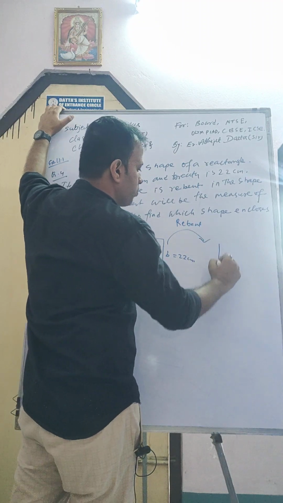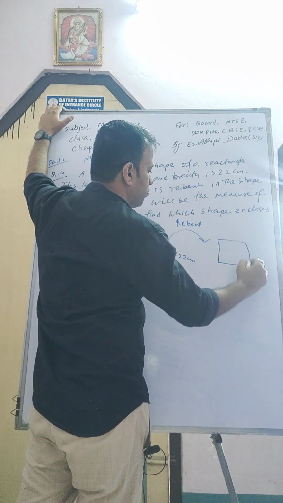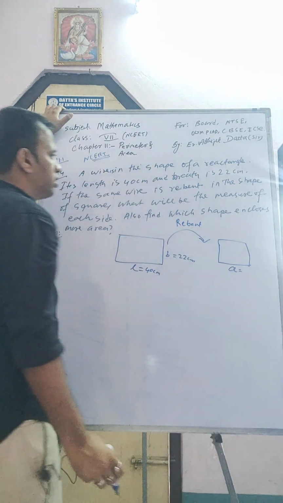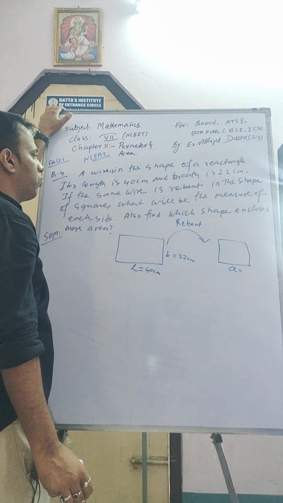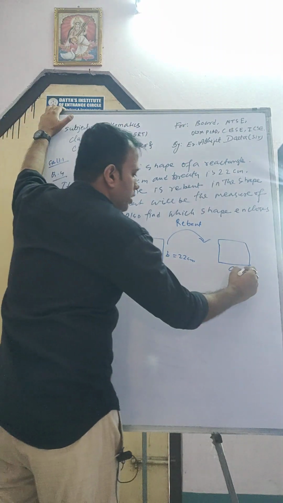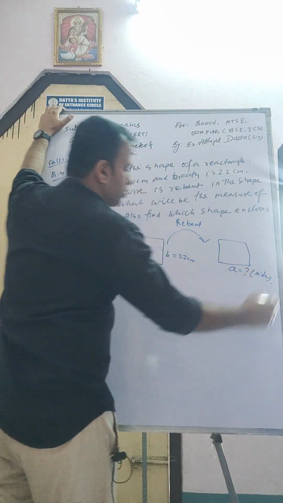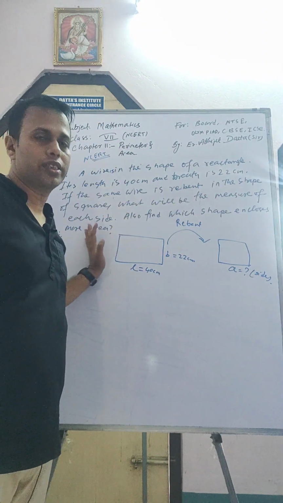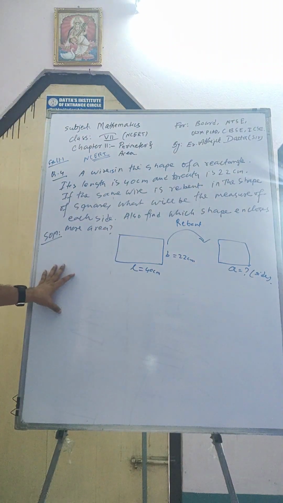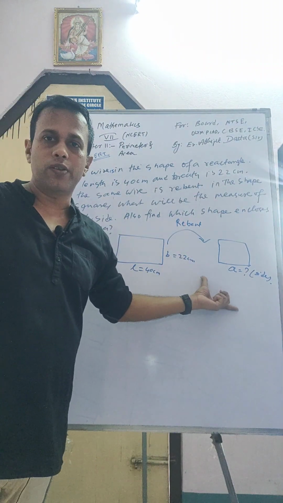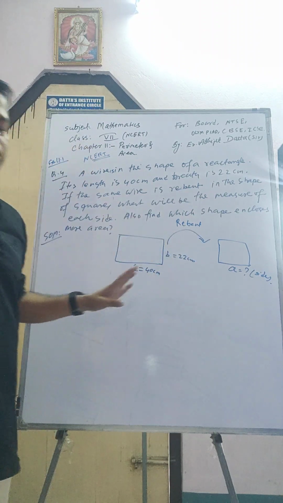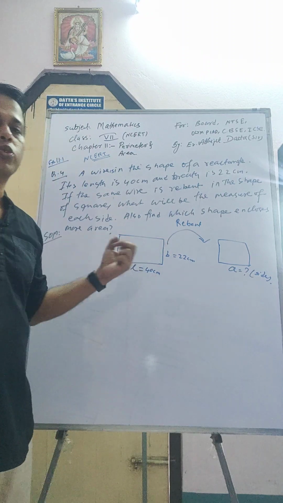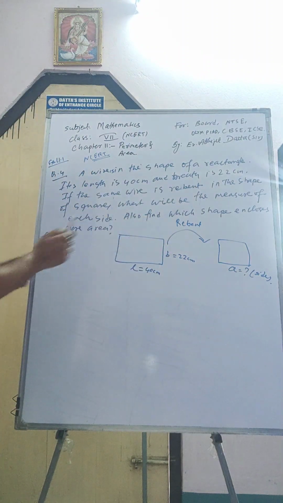what will be the measure of each side of the square? So first we have to find each side of the square, and second, find which shape encloses more area. That is, first we find the side of the square, and after that we check which shape occupies more area.